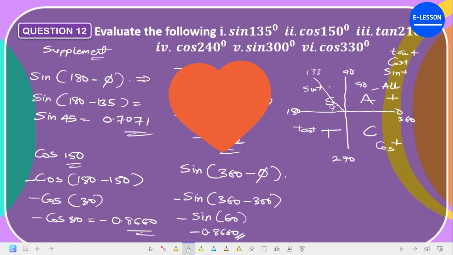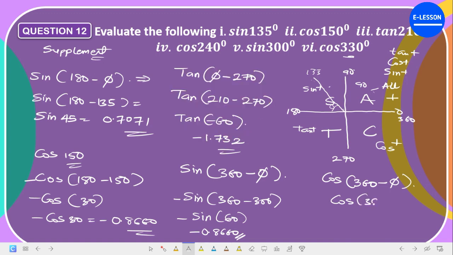Now, the next one you have is cos 330. Now, is cos positive? 330 is in what quadrant? From 270 to 360 is the fourth quadrant. So 330 is in the fourth quadrant. So this gives us cos, and the quadrant is usually 360 minus phi. Okay? Which should now be cos of 360 minus, what is your phi? 330. And this will be cos of 360 minus 330, which is 30. Cos 30 is 0.8660. So it is positive, so we don't need to add a negative.